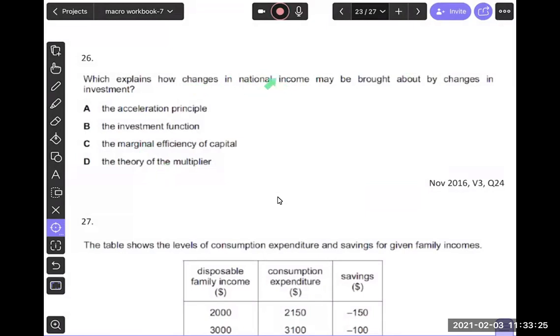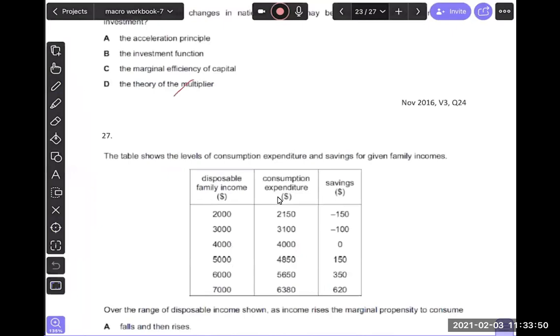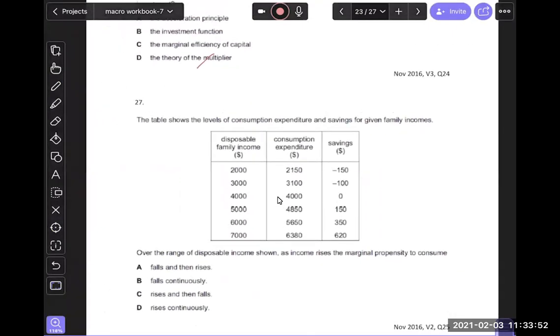If this question was what explains why changes in investment may be brought about by changes in national income, then you would have said accelerator. Multiplier theory says national income will change because of investment, and that's why D. Got it? So here our answer is D and not A. This is a trick that they have, when you need to see the language to understand what they're asking. I think we can do this one.